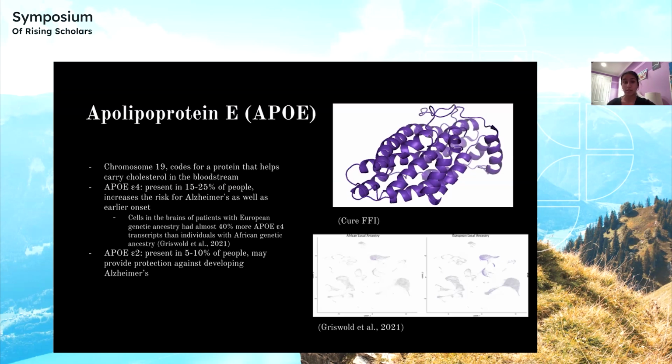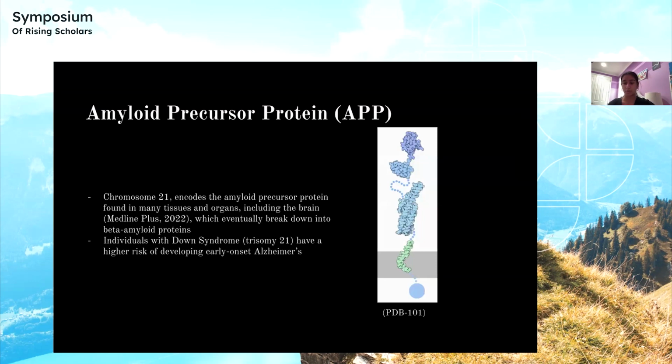Another gene that is considered a risk factor for Alzheimer's disease is the amyloid precursor protein gene. It encodes the amyloid precursor protein found in many tissues and organs, including the brain, which eventually breaks down into beta amyloid proteins with the ability to form into amyloid plaques. Individuals with Down syndrome, which is trisomy 21, have a higher risk of developing early onset Alzheimer's as they have another copy of this gene.